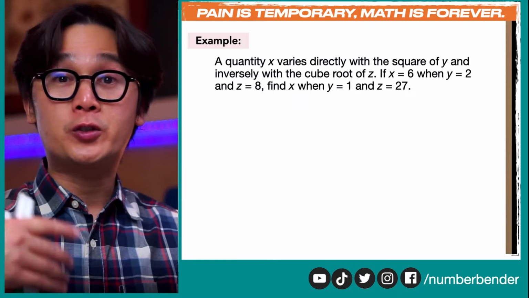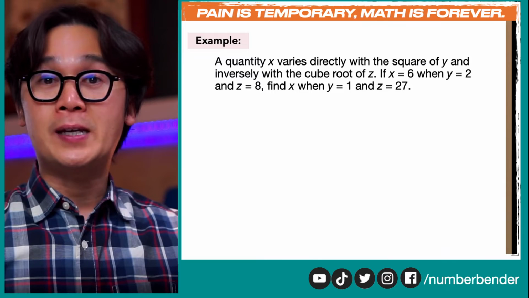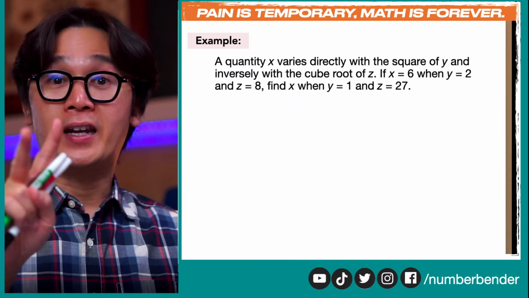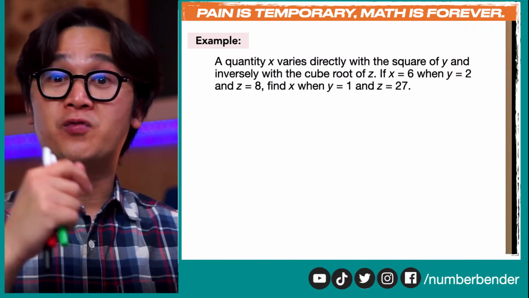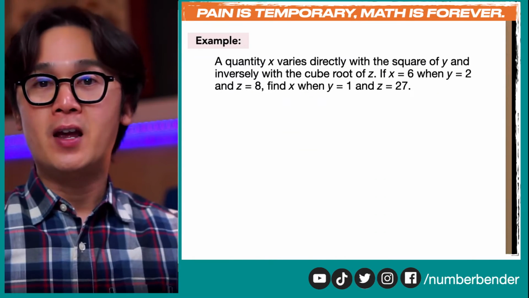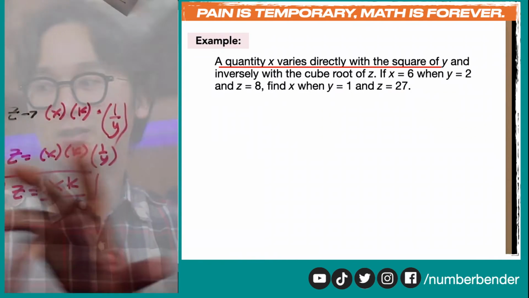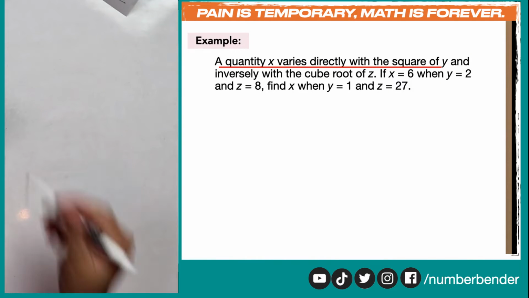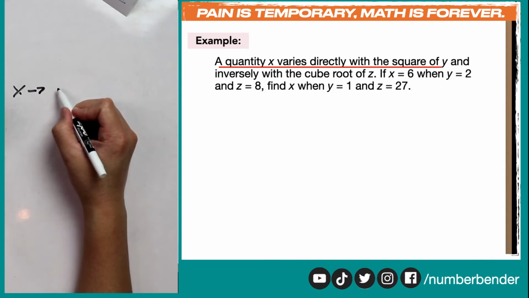It's a little bit too much to work on, but to organize our work, we simply need to produce: 1, our equation; 2, finding the constant k; and 3, answering the last part of this word problem, which is finding the value of x, given that y is 1 and z is equal to 27. Let's start with the first relationship shown in this problem. We have quantity x varies directly with the square of y.